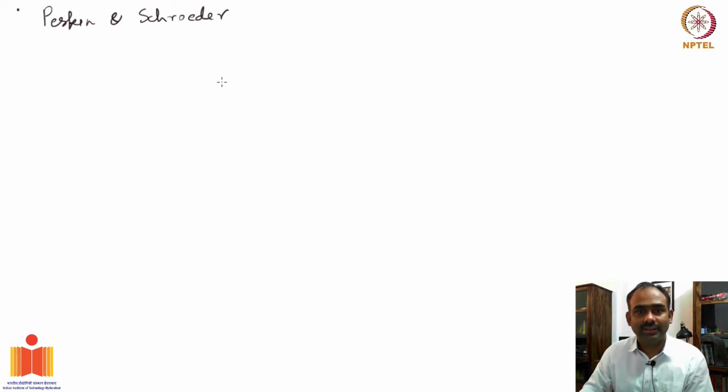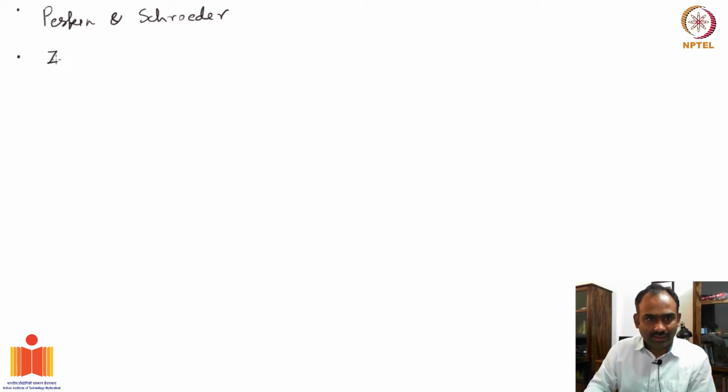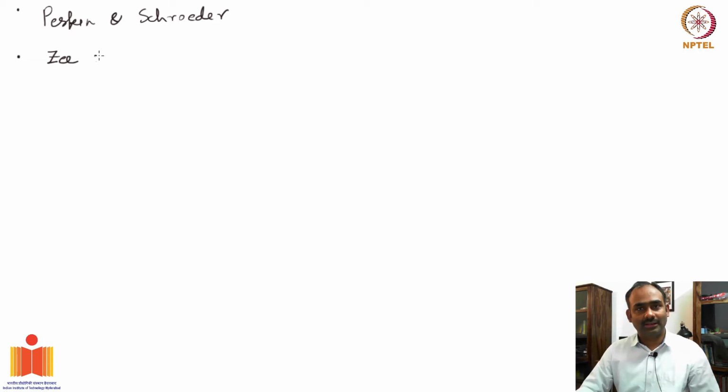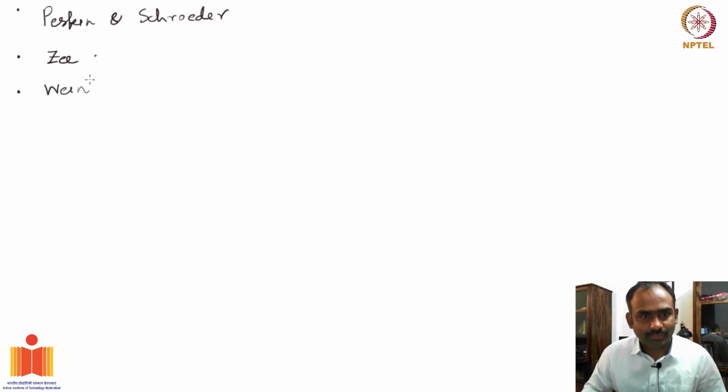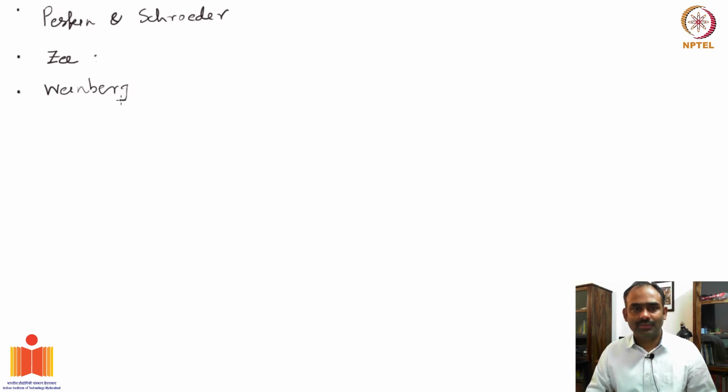I will not write the titles, I'll just write the names. So you have a book by Peskin and Schroeder. The title is An Introduction to Quantum Field Theory. Another book is by Anthony Zee. It's a very nicely written book. Its title is Quantum Field Theory in a Nutshell. Then you have Weinberg. There are three volumes to this series, and the one which will be most useful for this course is The Quantum Theory of Fields, Volume 1.